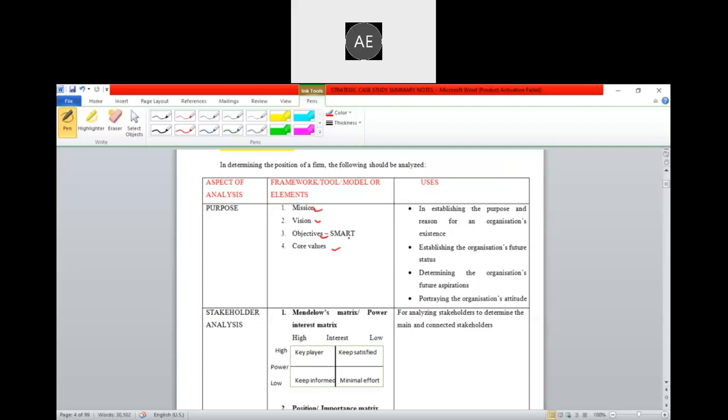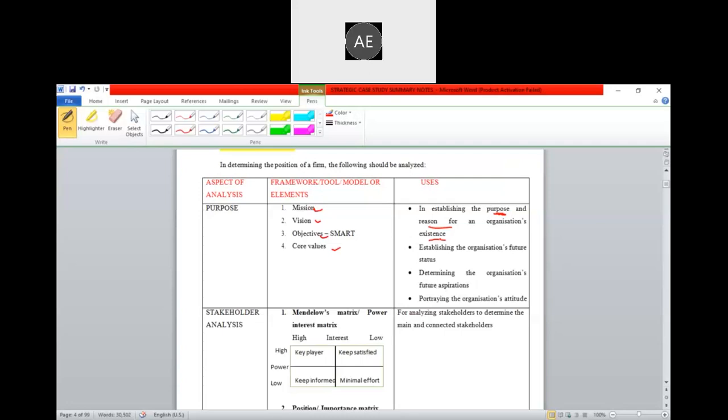So when you say purpose, we mean four things. The purpose of an entity is established through four elements: the mission, the vision, the objectives of the organization, and the core values. By analyzing these four elements, a company is trying to establish its purpose. So what is mission? The mission of an organization refers to the purpose of that organization and the reason for its existence.